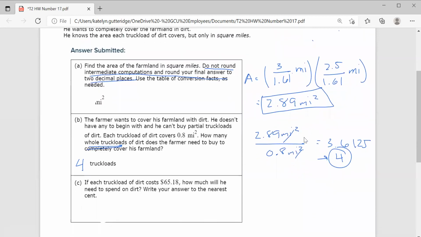Part C is going to walk you through how much this is going to cost. If each truckload of dirt costs $65.18, how much will he need to spend on dirt? Write your answer to the nearest cent. We're going to take the number of truckloads we have and multiply by how much they cost, and this will give us our total cost to cover our farmland in dirt. We take that 4, notice I took the rounded up number, times 65.18, and that gives us $260.72. So in total, it'll cost $260.72 to cover this farmland in dirt.